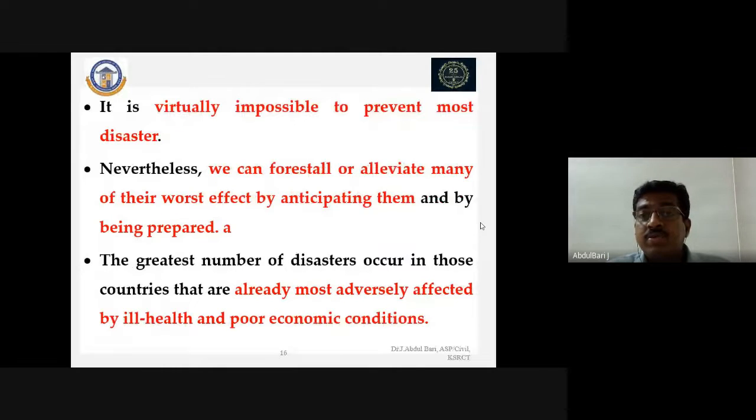It is virtually impossible to prevent most disasters. The earthquake we are not able to prevent. Similarly, cyclones we are not able to prevent. Similarly, floods we are not able to prevent. Natural landslides we are not able to prevent. Avalanches we are not able to prevent. Every natural disaster we are not able to prevent. Nevertheless, we can forestall or alleviate many of the worst effects by anticipating them and by being prepared for disasters. The greatest number of disasters occur in those countries that are already most adversely affected by ill health and poor economic conditions. So many disasters have occurred in India which cannot be prevented in a particular region.